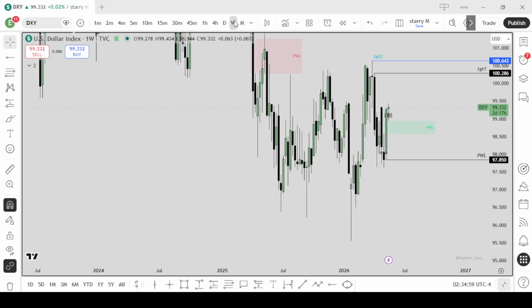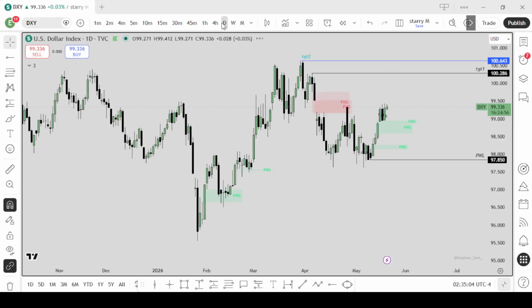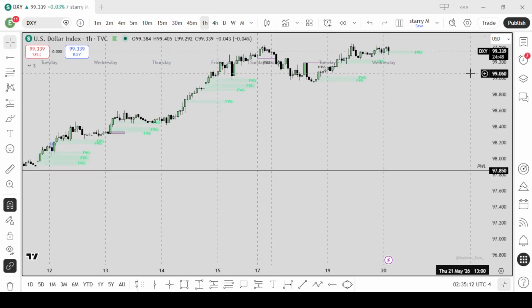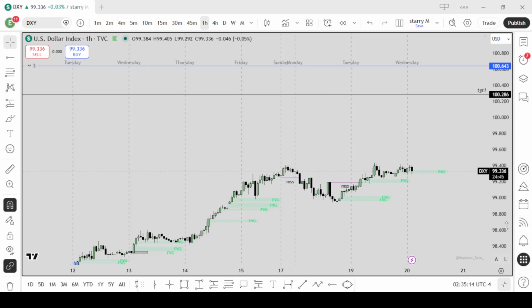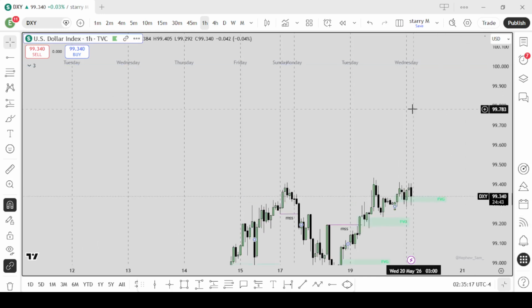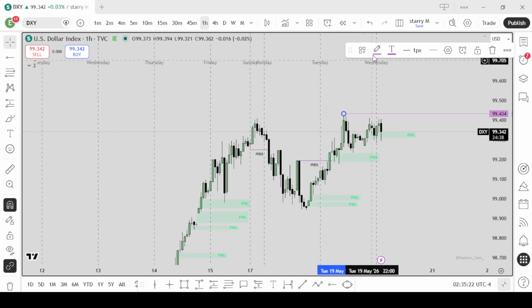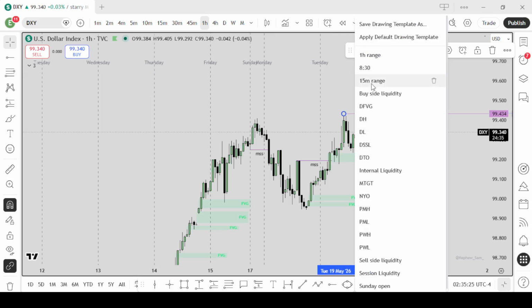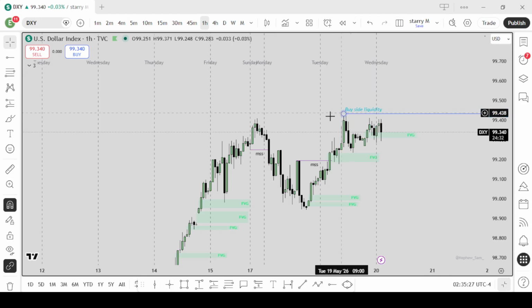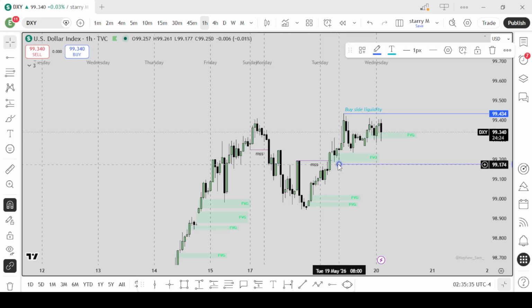On the weekly, we are also bullish. On the daily as well. Yes. So let us mark out our buy side liquidity and sell side liquidity. This is our buy side liquidity, or rather the 1 hour range. And here we can use this as our 1 hour range.